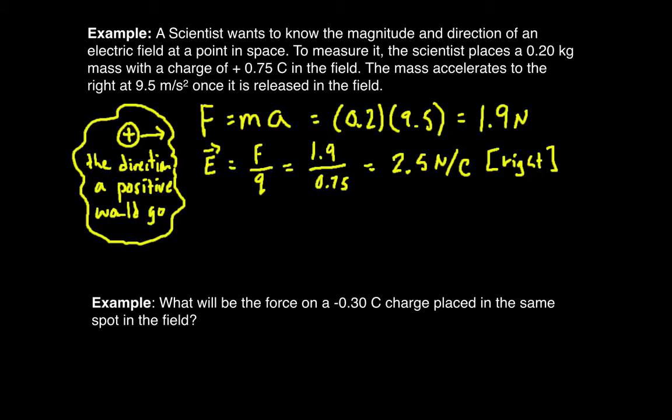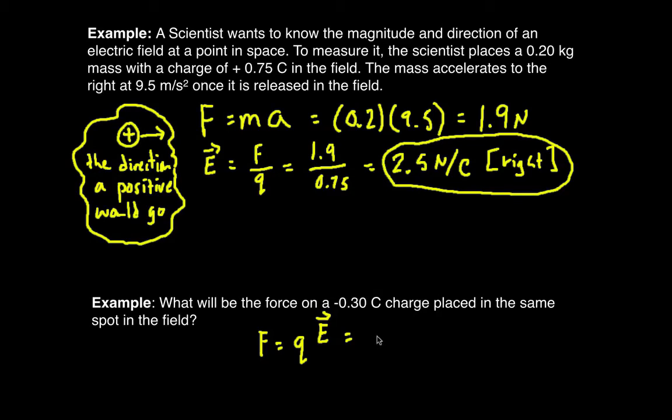We're going to do a second example using a negative charge so you can see the difference. What will be the force on a negative 0.3 coulomb charge placed in the same spot in the field? Since we know the force on an electric charge equals the charge's amount times the field at that location. We already know the magnitude of the field at that location. We calculated it in the previous example. So we have 0.3 times the magnitude of the field.